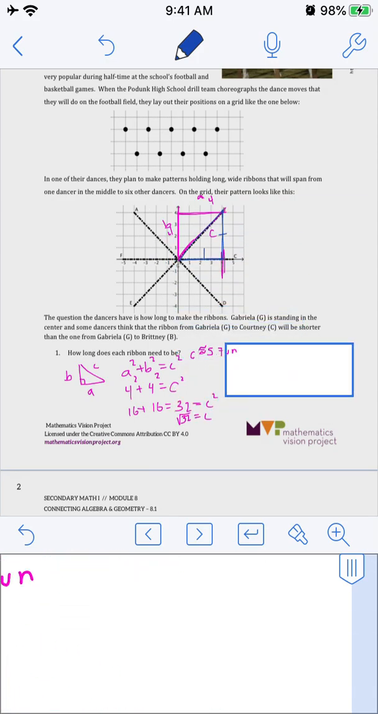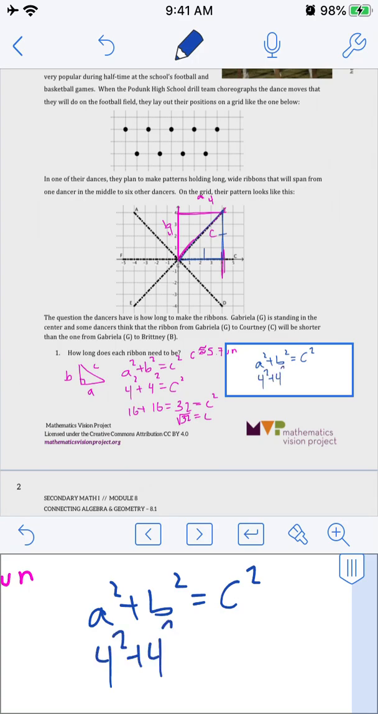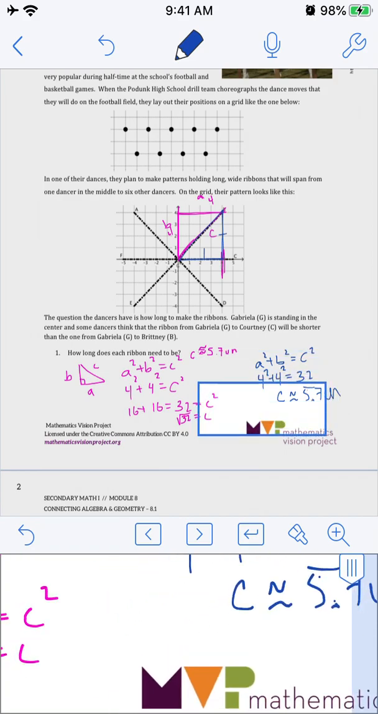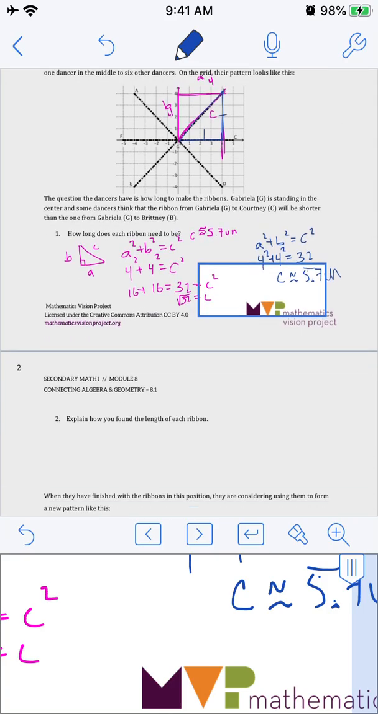And for Gabriella and Courtney, we say a squared plus b squared. Repeat, repeat, repeat work. We're just going to get exactly the same thing. And we see that C is also about 5.7 units. Alright, and so we indeed see that they are actually the same, and the dancers have nothing to be worried about. If they pick up the wrong ribbon, it's going to be okay.